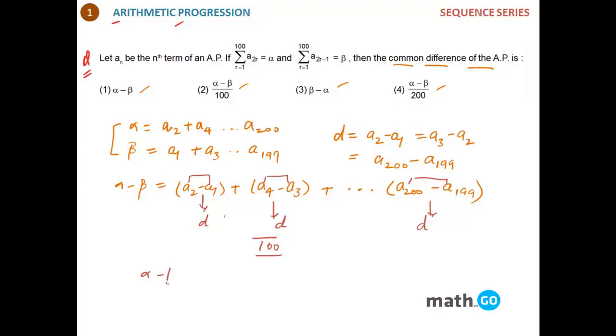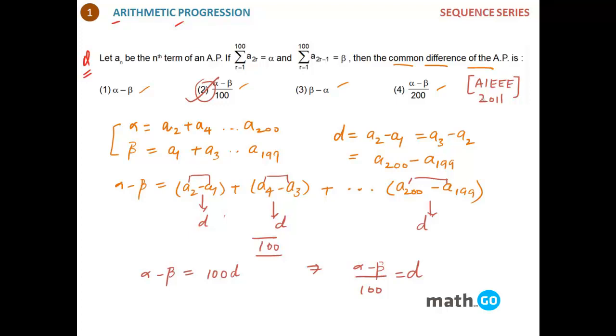So what this actually becomes is alpha minus beta is equal to 100d, because d will be repeated 100 times. This gives us our answer: d is nothing but alpha minus beta by 100, and that is nothing but our second option. That's it. Can you see how simple this problem was? And if I tell you that this problem was asked in IIT JEE 2011, then I think I have made my point that the questions being asked at this level are really simple. You just have to stick to the question and understand the basics of it, right?